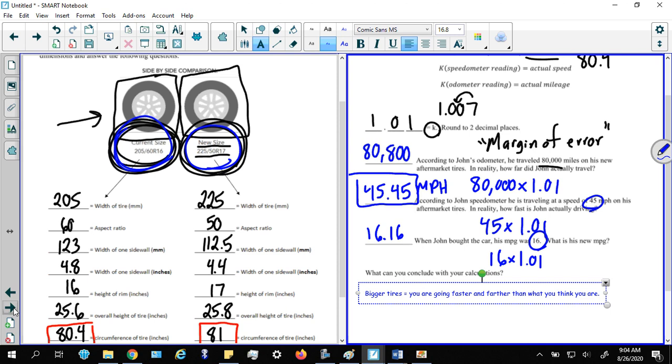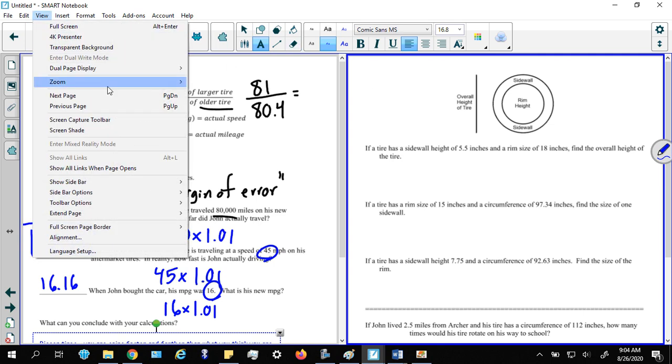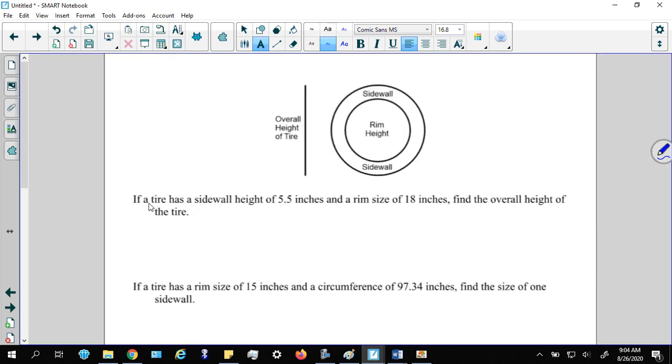Now moving on. Lastly, a couple of questions here, and then that would be pretty much this video. In this question here, it says, if a tire had a sidewall height of 5.5 inches and a rim size of 18 inches, find the overall height of the tire. I went ahead and gave you a picture here. This is basically just simple math. You know what you're doing here.